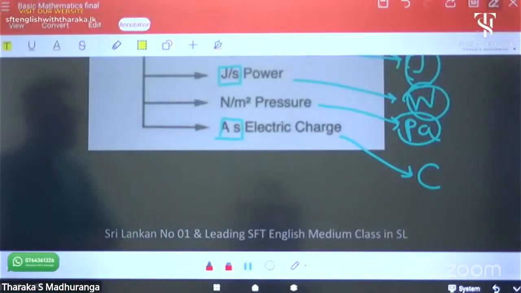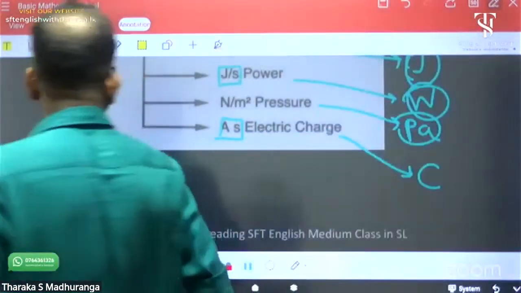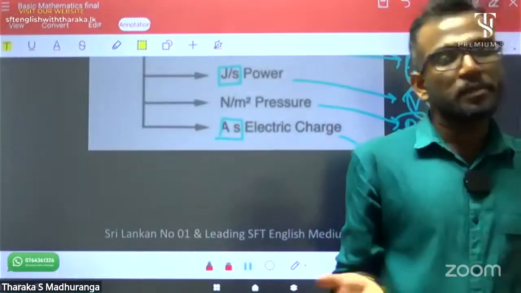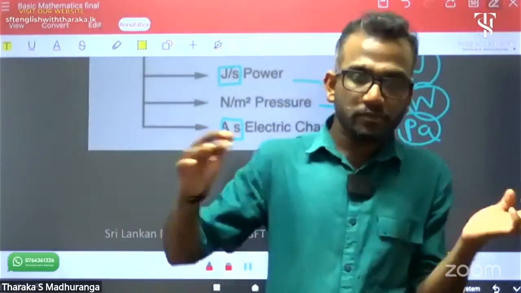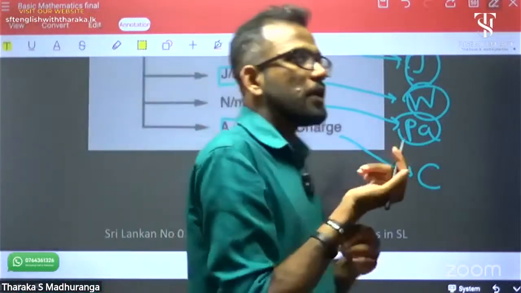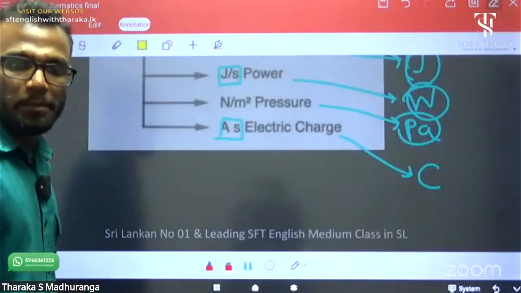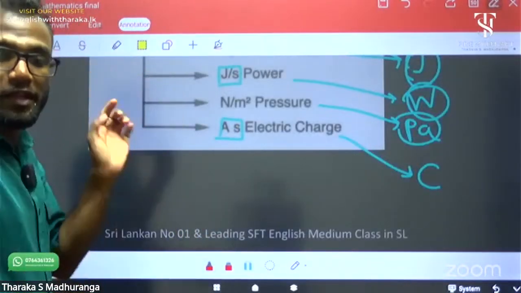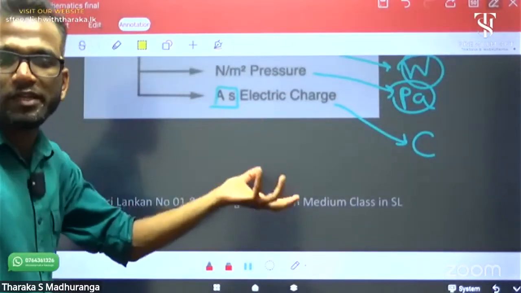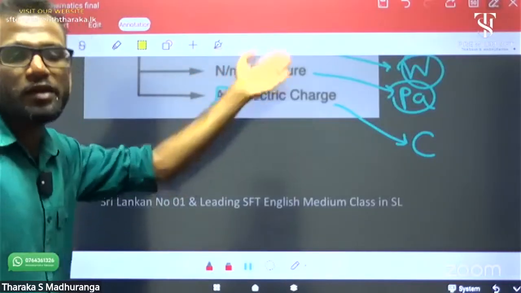Okay, let's move into the next part of the lesson. First we discussed the meaning of physical quantities and the types of physical quantities. We discussed two main types: base physical quantities and derived physical quantities. According to that, we discussed base SI units and derived SI units. Base SI units mean we can't define them by any other term or unit. Derived SI units we can define by another term.